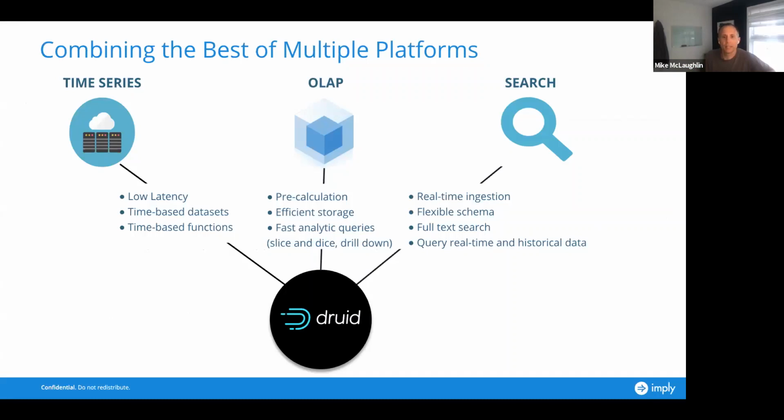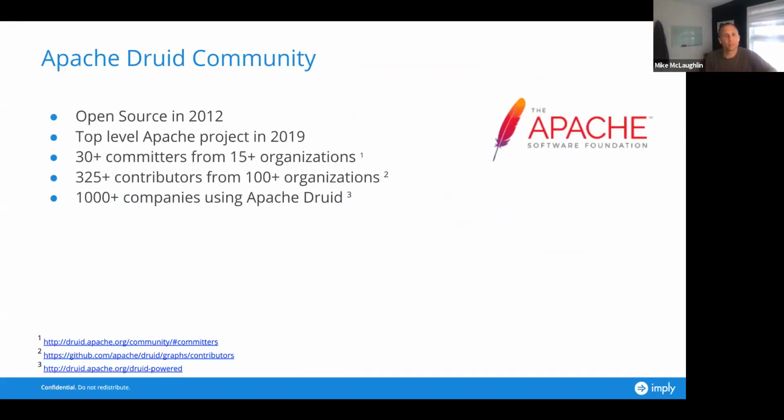And so we'll talk a little bit about how it's made up, but just briefly before we go into the architecture, a little bit about the community. Druid was open sourced in 2012, after several years of development within MetaMarkets, and then MetaMarkets got sold off to Snap. And just before that, they open sourced it. In 2019, last year, it became a top-level Apache project. You can see the stats there: 30-plus contributors from 15 different organizations, over 30 committers, and over 300 contributors. It's being used at over 1,000 companies.